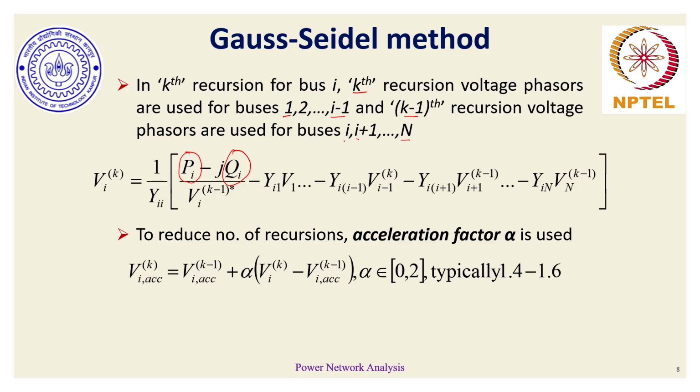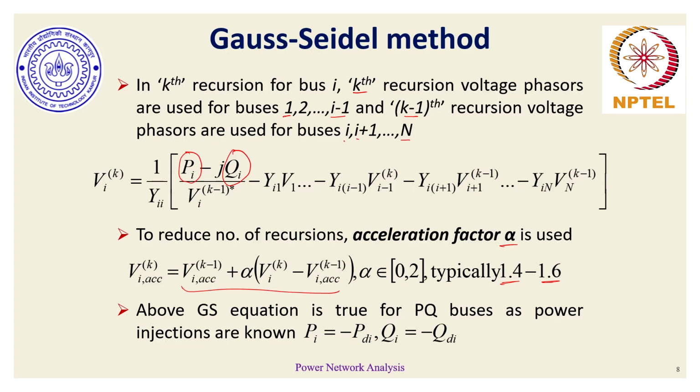To further speed up or improve the convergence property or reduce the number of recursions, an accelerator factor can also be used as per this equation, where typically alpha between 1.4 to 1.5 dramatically reduces the number of recursions. And all this is true only when, as I said, the injections Pi and Qi are known. For the slack bus, since there is no equation involved, there is no problem associated with Gauss-Seidel method for the slack bus.